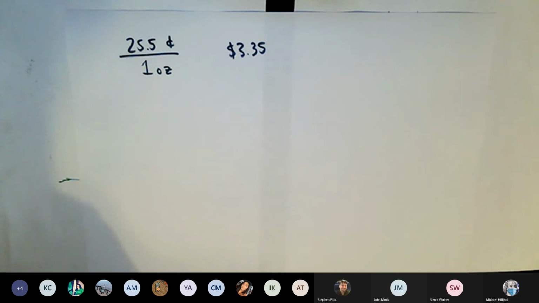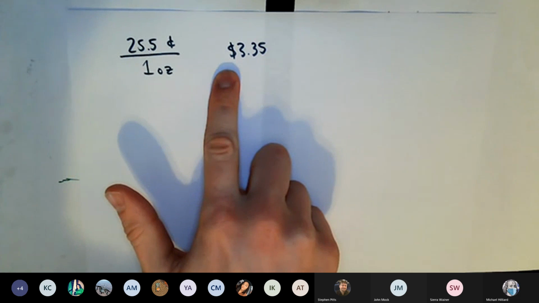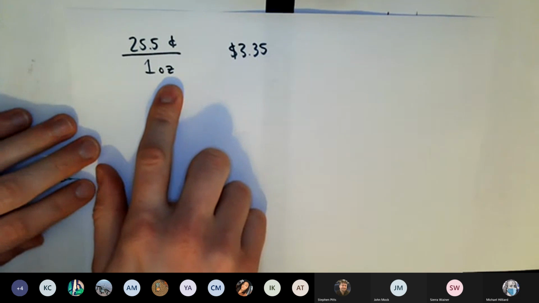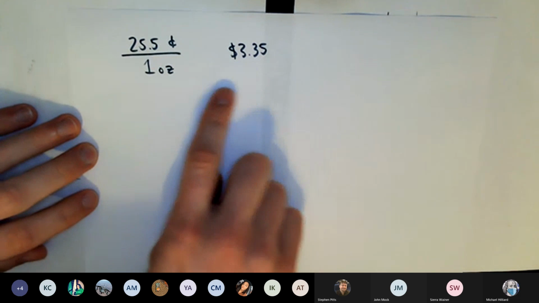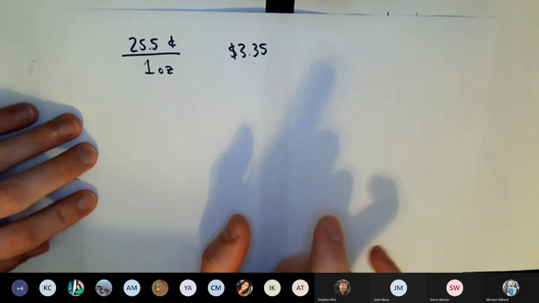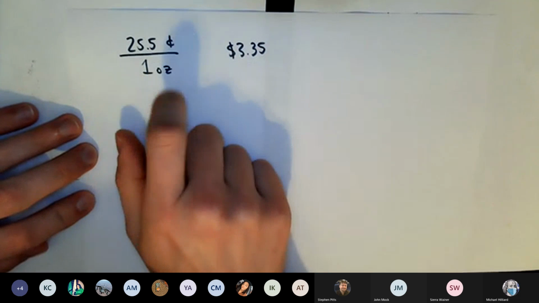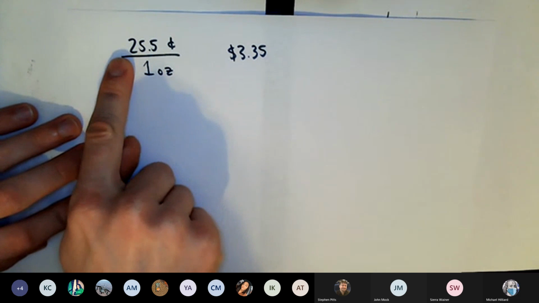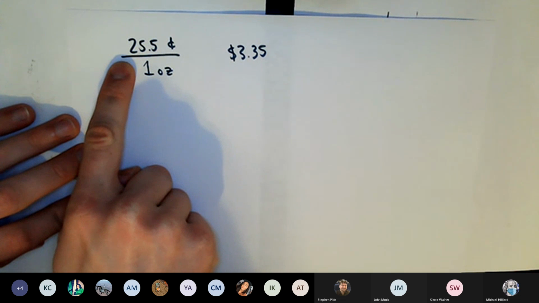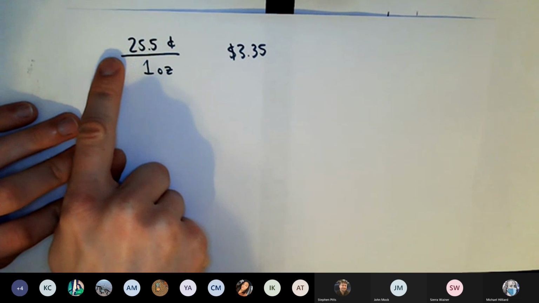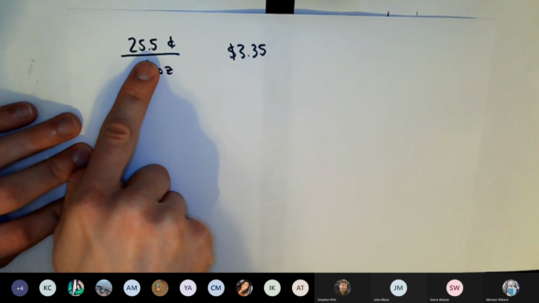How about that this one is in dollars, whereas this one is in cents per ounce? Right, this one's in dollars and this one's in cents. Let's get those on the same page. So I could convert this to dollars per ounce. That's pretty easy. Just scoot the decimal point out twice to the left. But then I would have an even worse decimal number, 0.255.